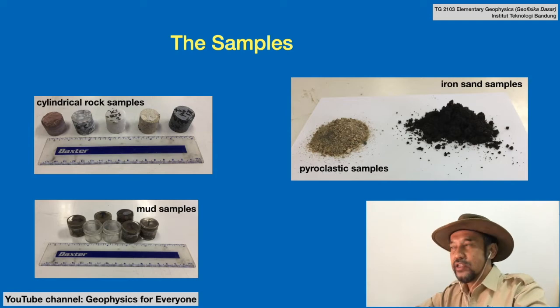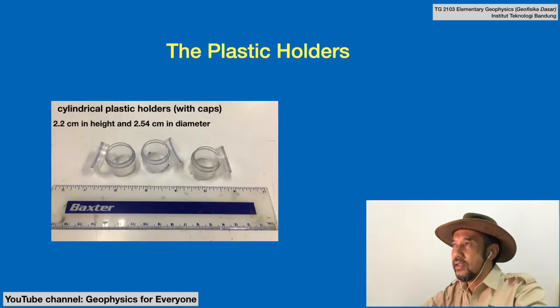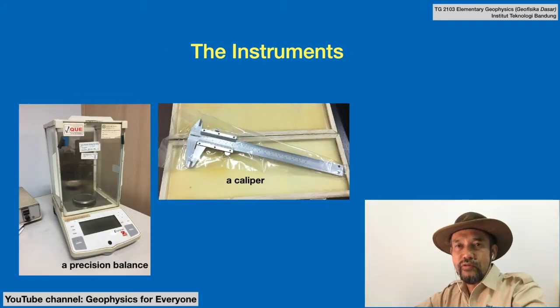We also provide the students with mud samples and also with pyroclastic and iron sand samples, so the students would have experience measuring the density of substances that are not in solid form. We will also provide the students with plastic holders. These cylindrical plastic holders with caps are about 2.2 centimeters in height and about 1 inch in diameter. We will also provide the students with these instruments: one is a precision balance and the other one is a caliper.